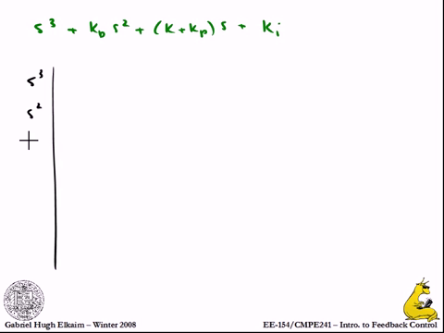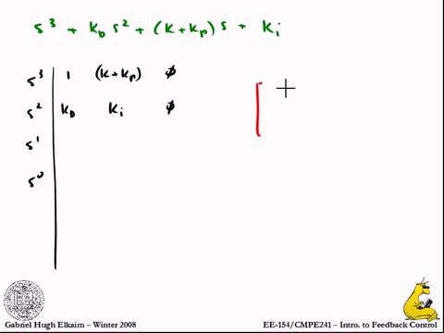So we've got S cubed plus KD S squared plus K plus KP S plus KI. We're going to set up the Routh array. Here's the S cubed, the S squared, the S, and 1. The first row starts with 1, skip, then K plus KP, and then 0. And then the next row, this is going to be KD, skip, KI, and 0.